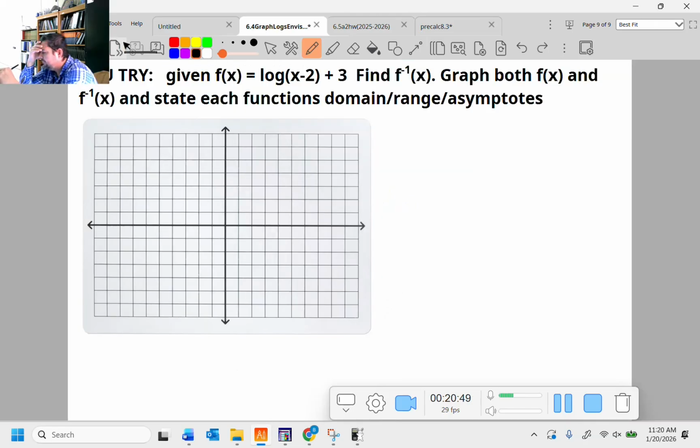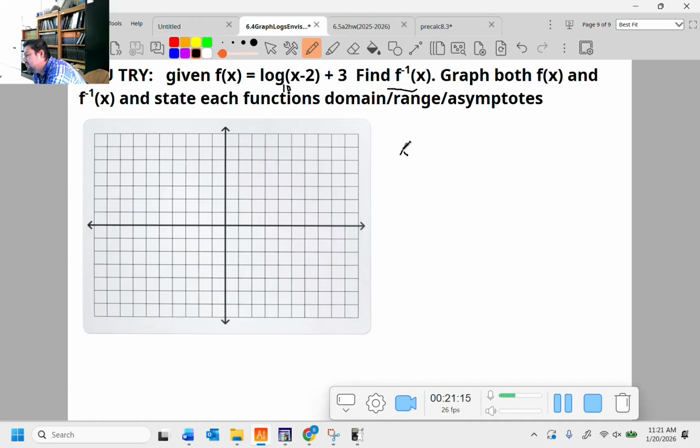All right, last one. Thank God, because I don't think I have another one in me. Given f of x is equal to log base 10 raised to the x minus 2 plus 3, find her inverse and graph both f of x and her inverse and state each function's domain, range, and asymptotes. I'm actually going to do this first because it's easier to graph an exponential than it is a logarithm to some degree. So let's do that first.